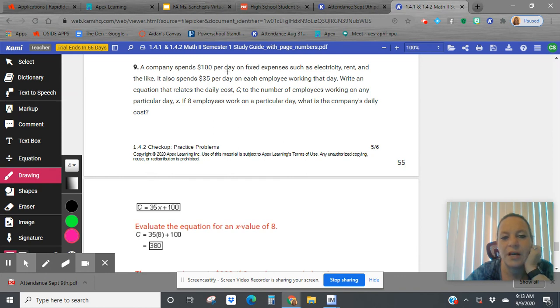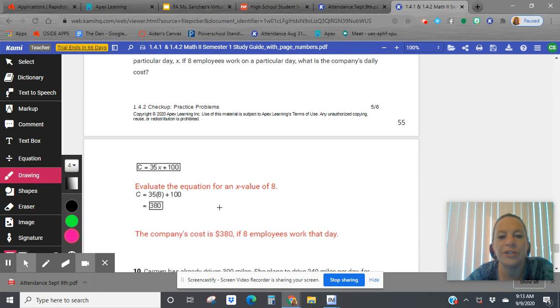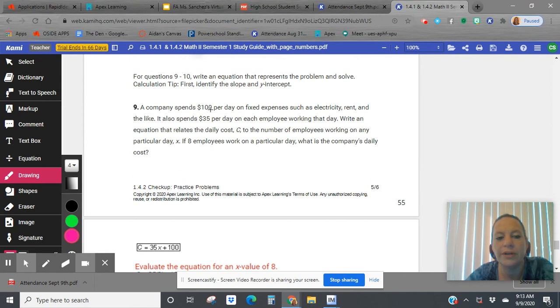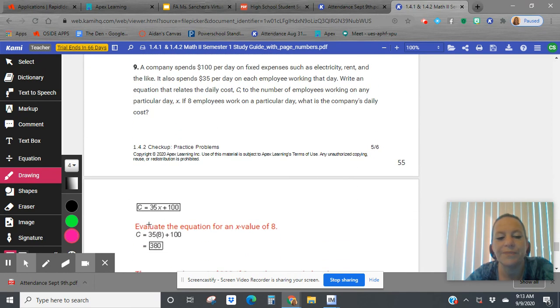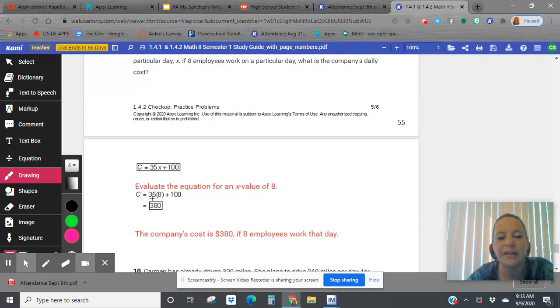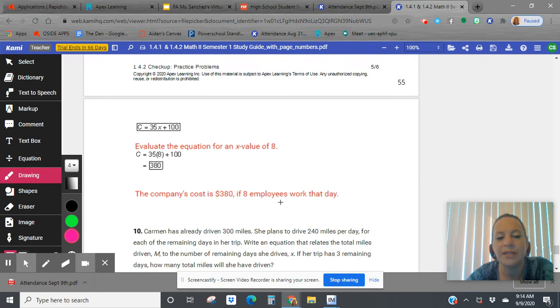Finally, a company spends $100 per day on fixed expenses such as electricity, rent, and the like. It also spends $35 per day on each employee working. Write an equation that relates the cost. So 35 per day plus the 100 on fixed expenses. Evaluate the equation for a value of 8. So 35 times 8 plus that 100. The company's cost is $380 if 8 employees work that day.